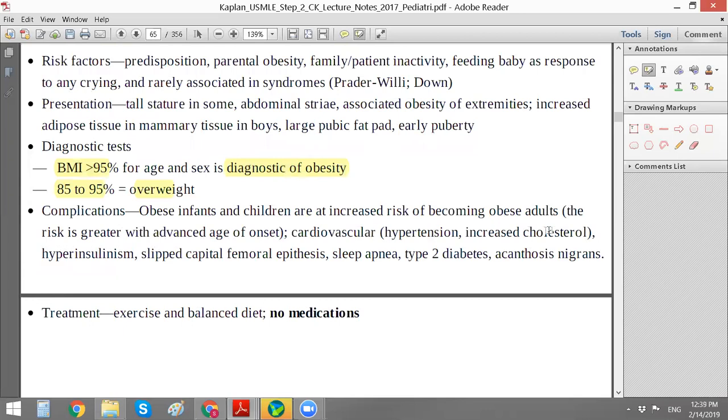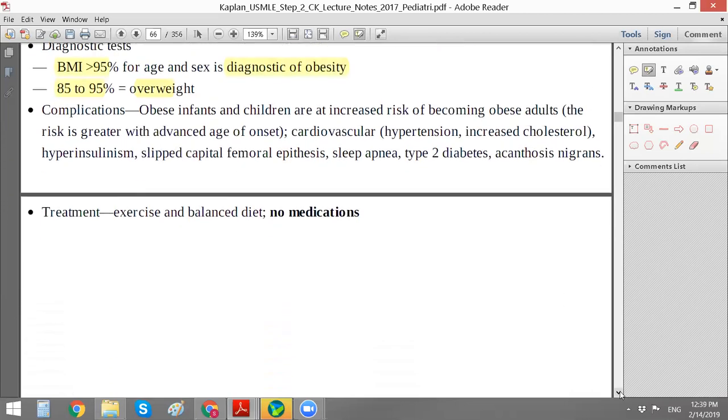Cardiovascular: hypertension, increased cholesterol, hyperinsulinism, slipped capital femoral epiphysis. This SCFE always occurs in an obese child. Sleep apnea, type 2 diabetes, acanthosis nigricans, metabolic syndrome. Treatment is exercise, balanced diet, and no medication. That's it.